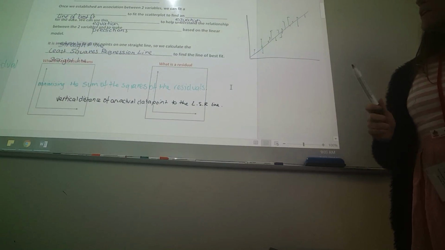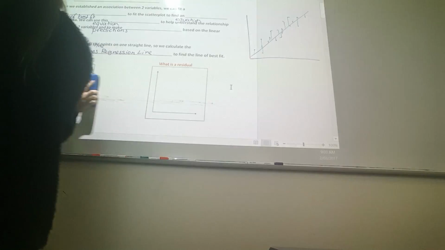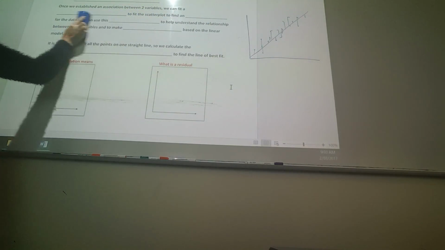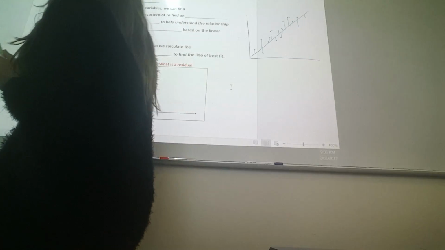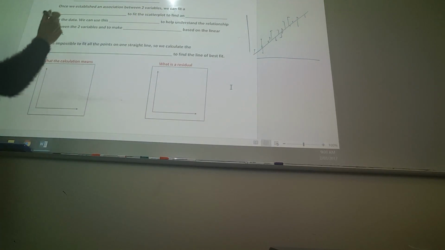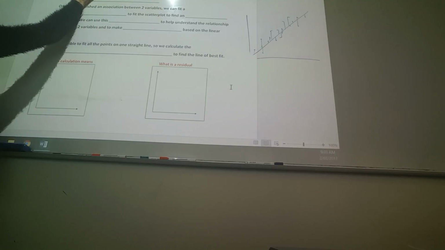Okay, so when we are using the least squares regression lines, there's three things that we are assuming about our data. The first thing we are assuming is that our data is linear.